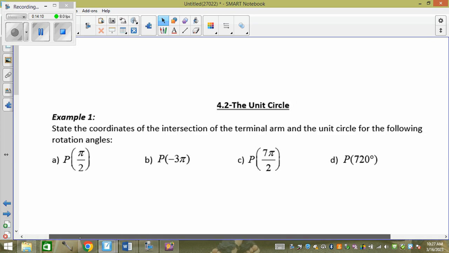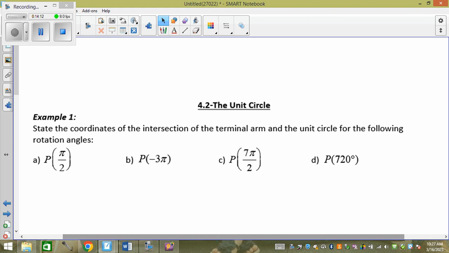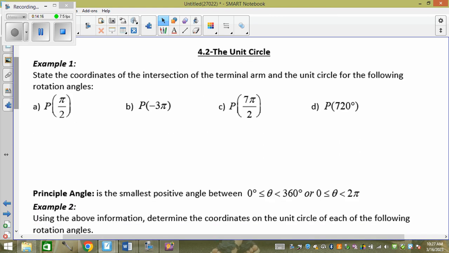A unit circle. Take out your little spinner. Spinny Spinnerton.